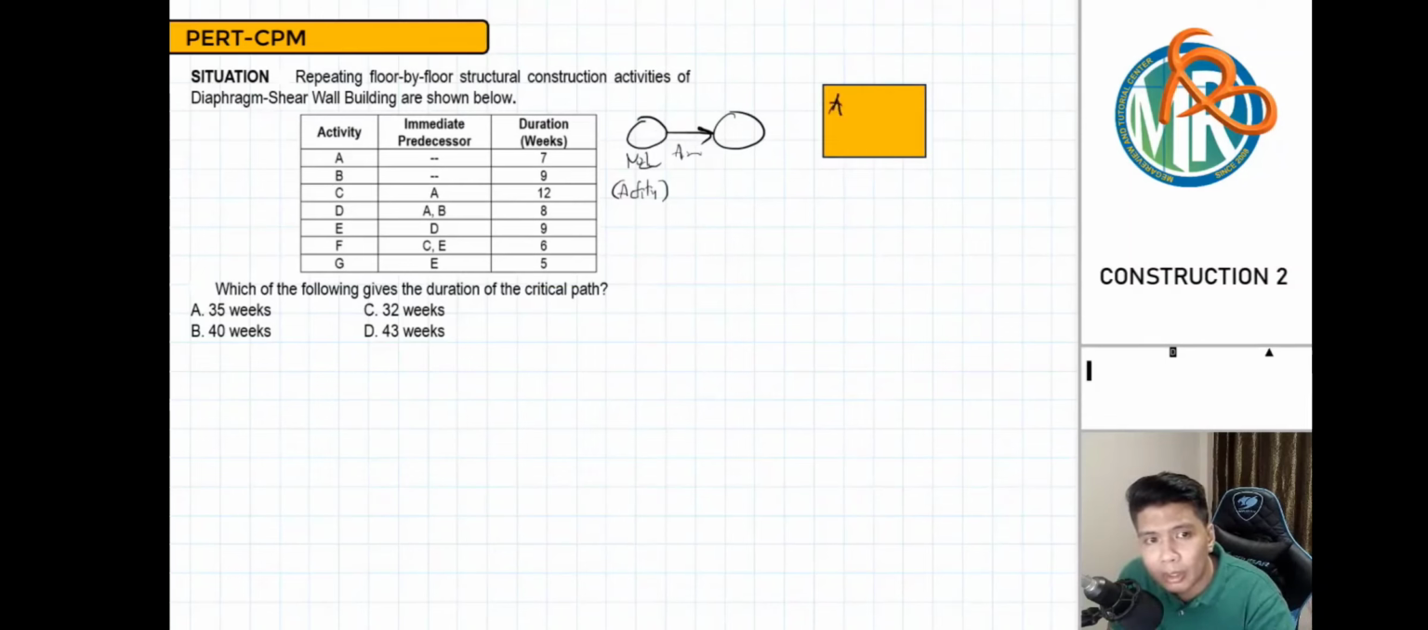On the upper left, you will write here the activity meron ka. It could be activity A, B, C, D, and so on, okay? Sa baba niyan, you will write here the duration of that activity. For example, if you put here activity A, duration will be 7 weeks. And then sa gitna, guys, you will write here the early start, then next dyan is yung early finish. Then sa baba, you'll have your late start, then you have your late finish.